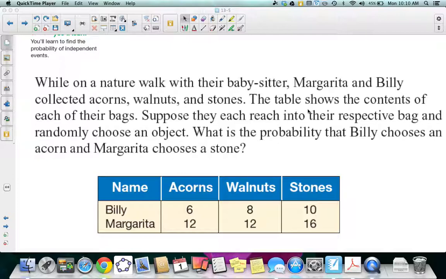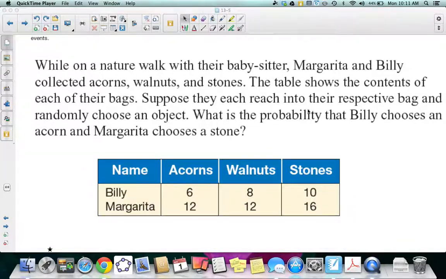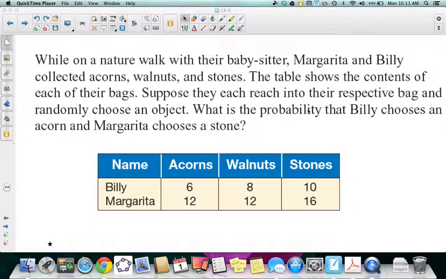Suppose they each reach into their respective bag and randomly choose an object. What is the probability that Billy chooses an acorn and Margarita chooses a stone? And here you see a table of Billy and Margarita's bags, where Billy has six acorns in his bag, and he also was able to pick up eight walnuts and 10 stones, all in his bag. Margarita, on the other hand, has 12 acorns, 12 walnuts, and 16 stones in her bag.